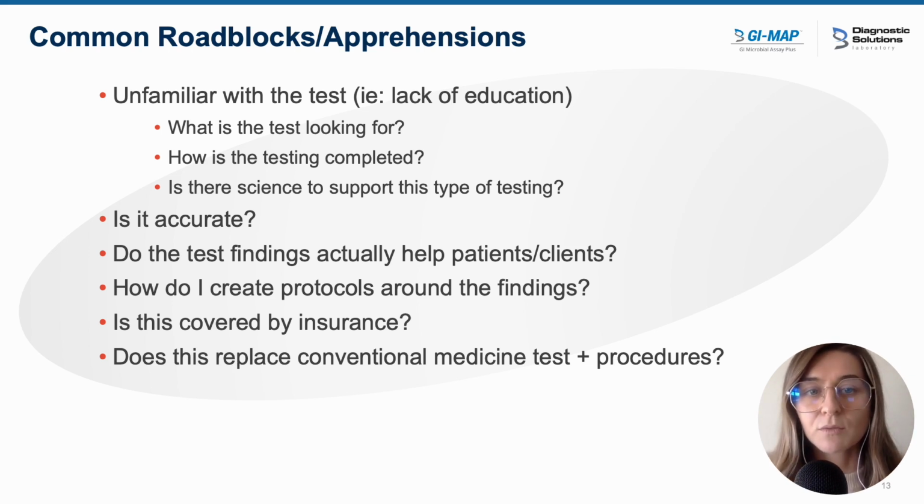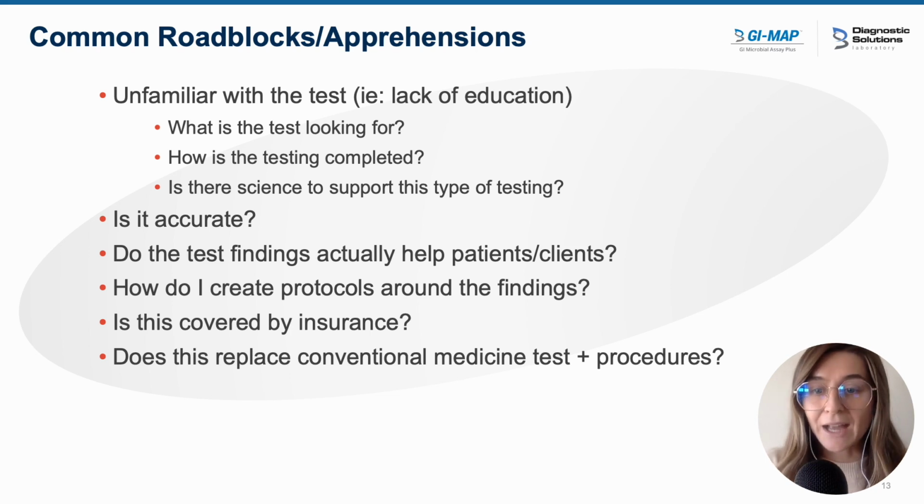Okay, question number 2 is, how is the test completed? It's completed by collecting a stool sample in the privacy of your own home and submitting it to a lab via mail. Okay. Question number 3, is there science to support this type of testing? Yes, absolutely. I would encourage you to review Diagnostic Solutions white papers. You can find that on the website. They also have an interpretive guide and a methodology guide. And feel free to review that, share that with your conventional colleagues, and also share it with the patients or clients that you're considering ordering a GI map on.